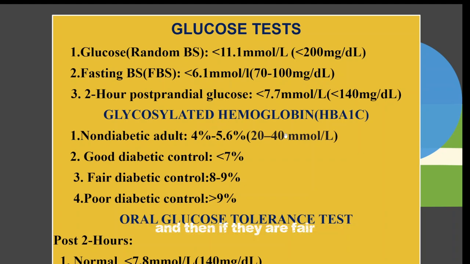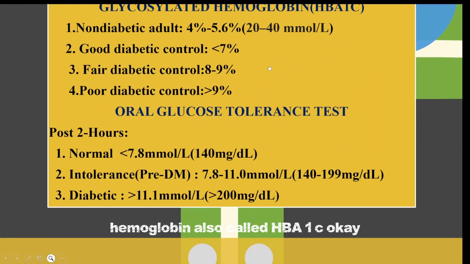And then if they are fair, it's 8 to 9. You've seen that HbA1c is elevated. Then if they are poorly controlling their diabetes, it's usually going to be more than 9%. And it tells you that more than 9% of the hemoglobin in the blood is bound to glucose. And that tells you that you've got lots of glucose in the blood. That is the significance of understanding the glycosylated hemoglobin, also called HbA1c.